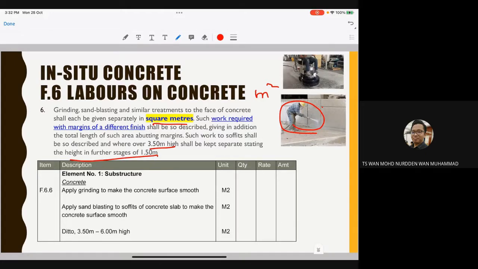Dia kaedah dia macam kita buat wall lah. Okay, wall. Kenapa? Sebab katakanlah kita buat grinding ataupun sandblasting lah. Most particularly untuk ni, sandblasting. And katakanlah sandblasting tu lebih daripada 3.5 meter. Okay, katakanlah kat sini tinggi dia 5 meter. Dekat sini, such work to soffit shall be so described, dan sekejap, ni soffit, sorry, silap.